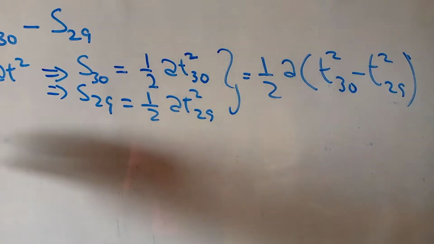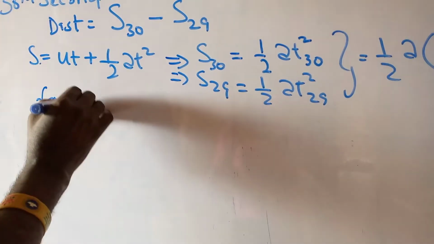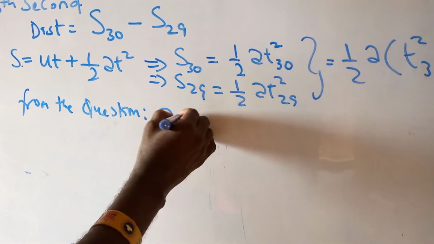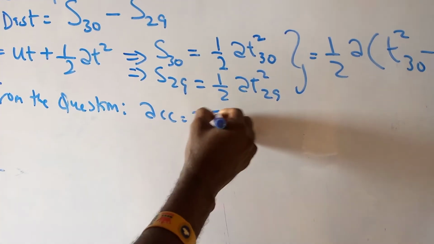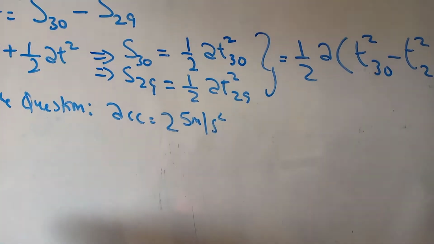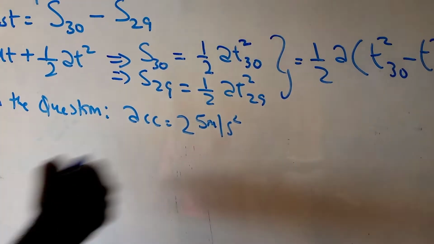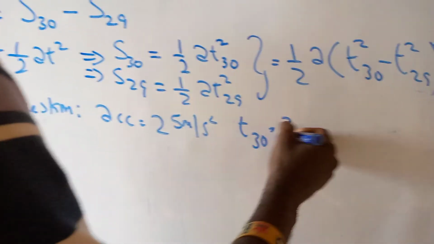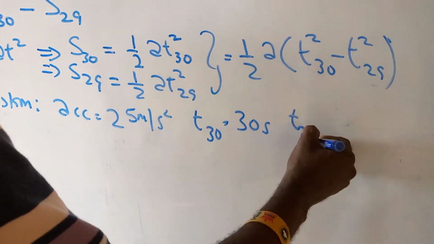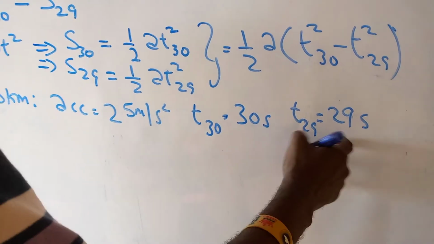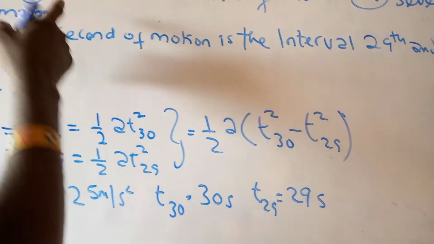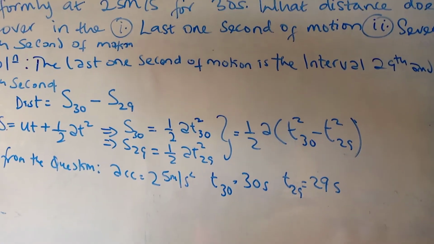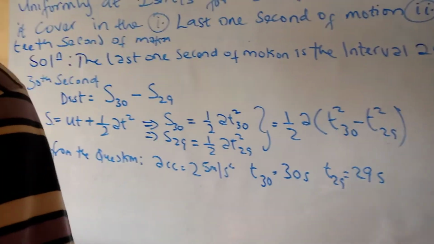So from the question, acceleration is 25 meters per second squared. And the two times I have are t30, which is 30 seconds, and t29, which is 29 seconds. I got this 29 from the interval because it says the last 1 second of motion. So we can now do substitution.